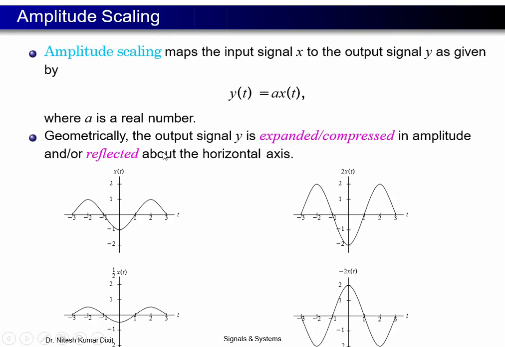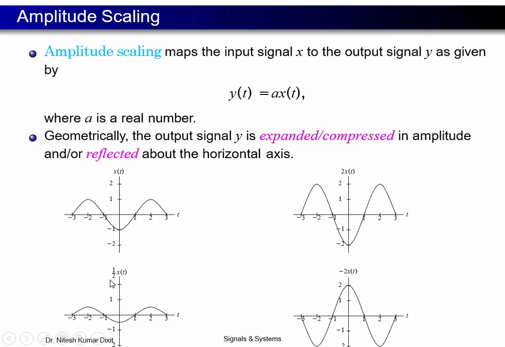Geometrically, if we are discussing amplitude scaling, we have one example here. x(t) is a sine wave, with amplitude 1 in the positive direction and negative 1 in the negative direction. If we multiply this signal by 2, the amplitude at all times is multiplied by 2. So here the signal height is 2 in the positive and the same in the negative.